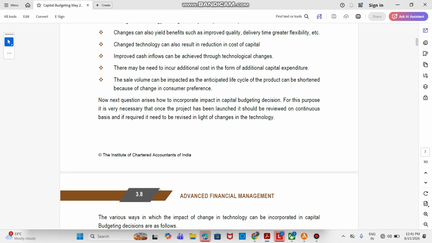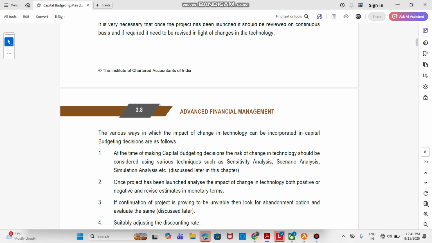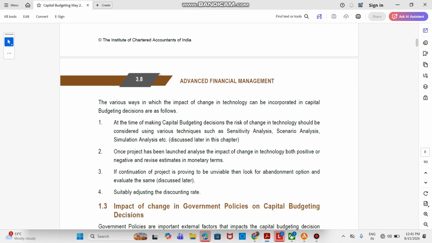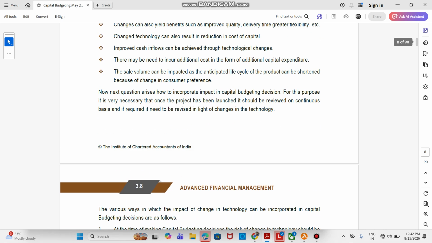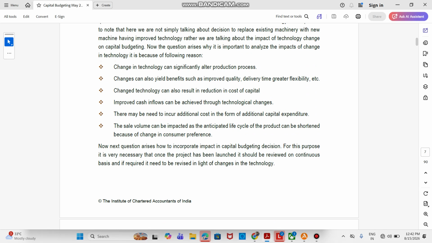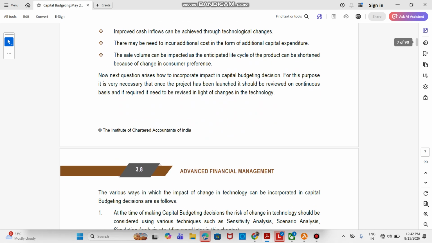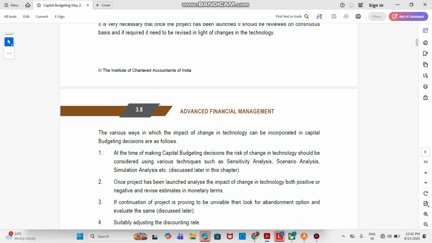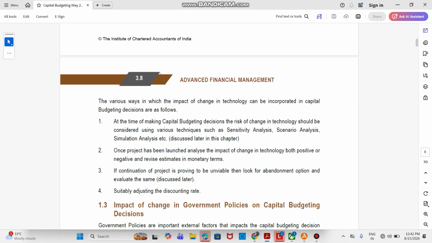Moving on to the next question: what are the various ways in which the impact of change in technology can be incorporated in capital budgeting decisions? The key thing in theory is, you would have read the topic, but you will not interpret the question correctly. The previous question was why the impact should be analyzed, that is, why it is important to analyze the impacts of change in technology. But now it is, what are the various ways in which the impact of change in technology can be incorporated in capital budgeting decisions.